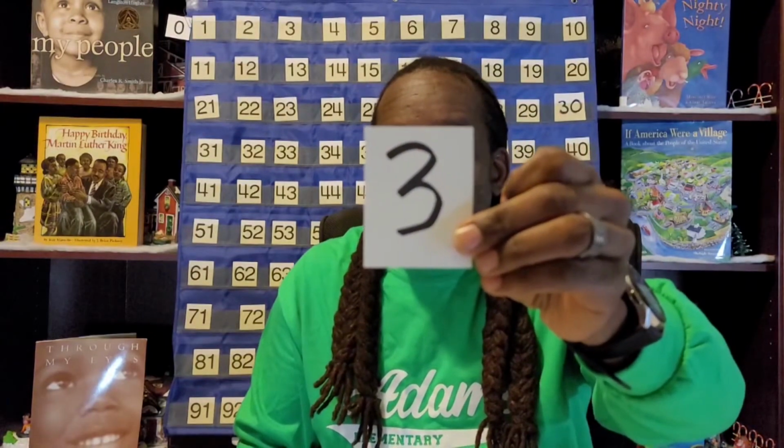And what number is this? 3. That's the number 3. Show me 3 fingers. Yes. 3 plus 0 equals 3. Or 2 plus 1 equals 3. All right. That's the number what? 3. How many of you are 3 out there? Yes, for my 3-year-olds.